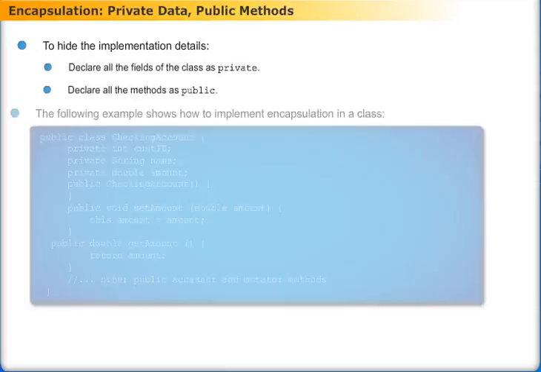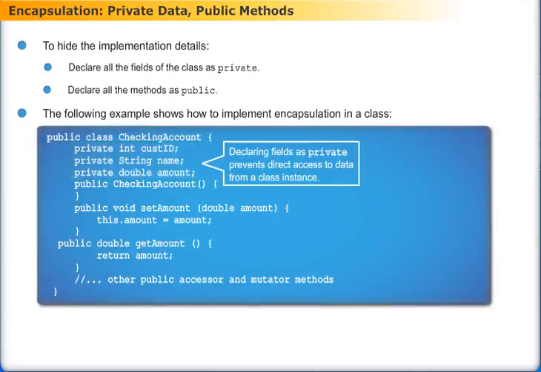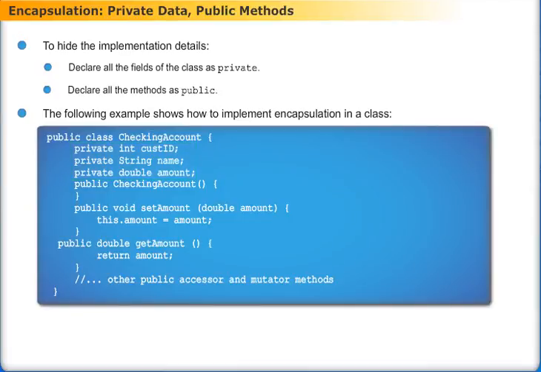One way to hide implementation details is to declare all of the fields as private and all of the methods as public. In the given example, the fields custID, name, and amount are now marked private, making them invisible outside the methods in the class itself. Whereas the methods, CheckingAccount, setAmount, and getAmount, are declared public so that they can be accessed outside the class.